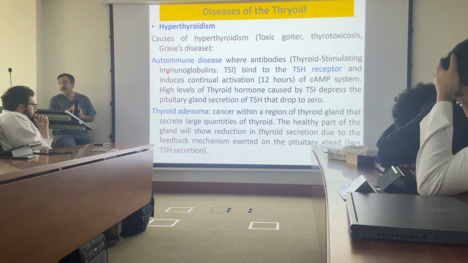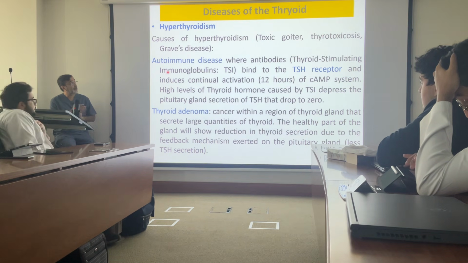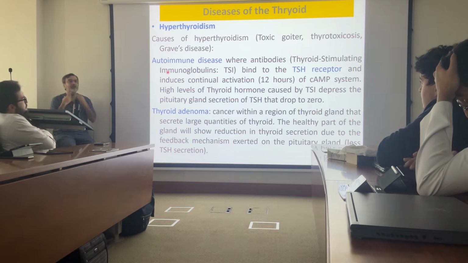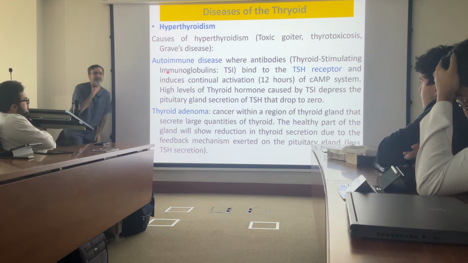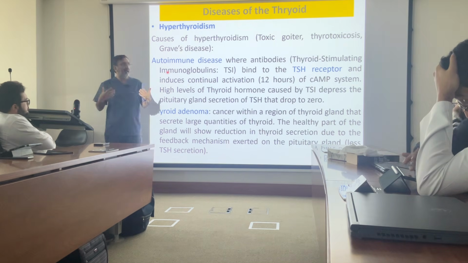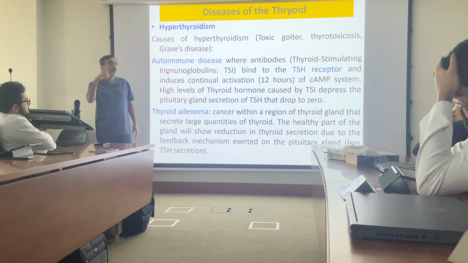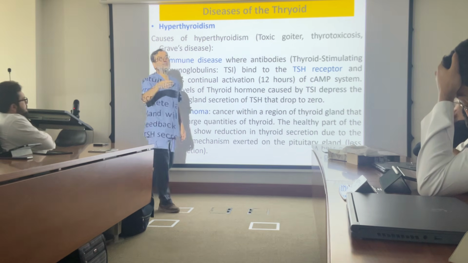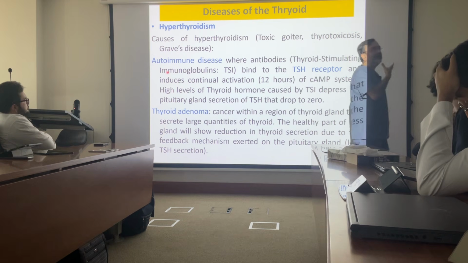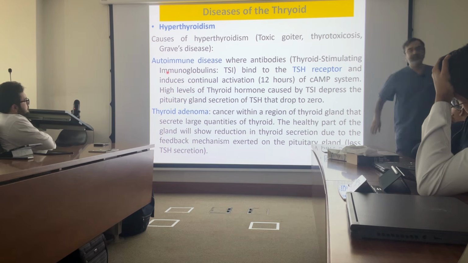You can have hyperthyroidism, which is caused by a toxic goiter. What do we mean by toxic goiter? Goiter is an enlargement of the thyroid gland. If you have an enlargement of the thyroid gland, that is called a goiter. If there is a lobule here which is producing too much thyroid hormone, that is called a toxic goiter, because it would be an enlargement of the thyroid gland, but this lobule is producing too much thyroid hormone.